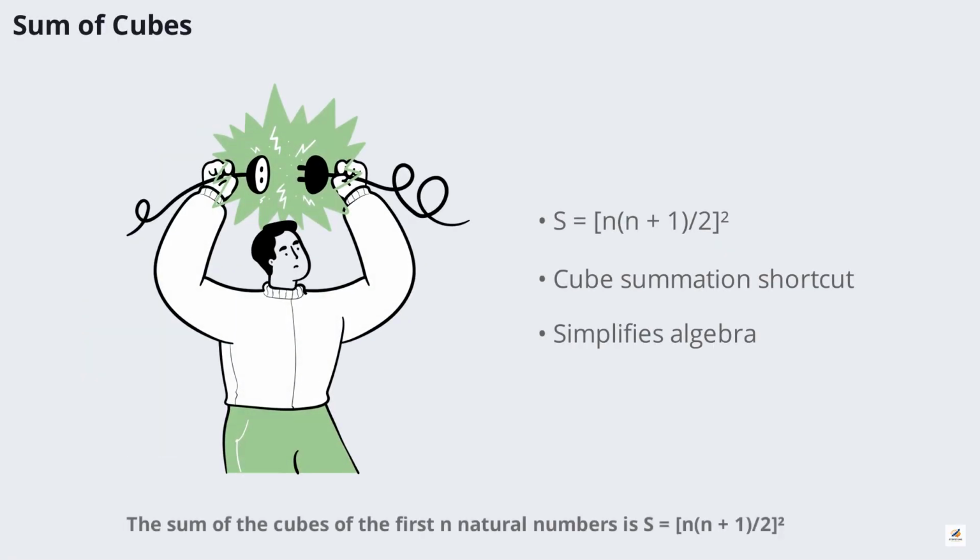The sum of the cubes of the first n natural numbers is S equals (n(n plus 1)/2) squared. Interestingly, this is the square of the sum of the first n natural numbers.